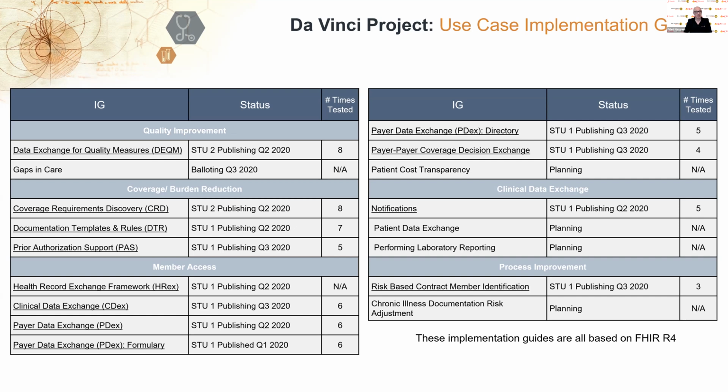Around the burden reduction category, we have the coverage requirements discovery, and I'll explain each of these use cases after this slide. We are publishing this group at the end of this quarter and in the third quarter. So as you can see, we have a number of these all in the pretty mature process of ballot reconciliation and getting ready for publishing. The ones that are in planning are patient cost transparency, again, patient data exchange, lab reporting, and risk adjustment.